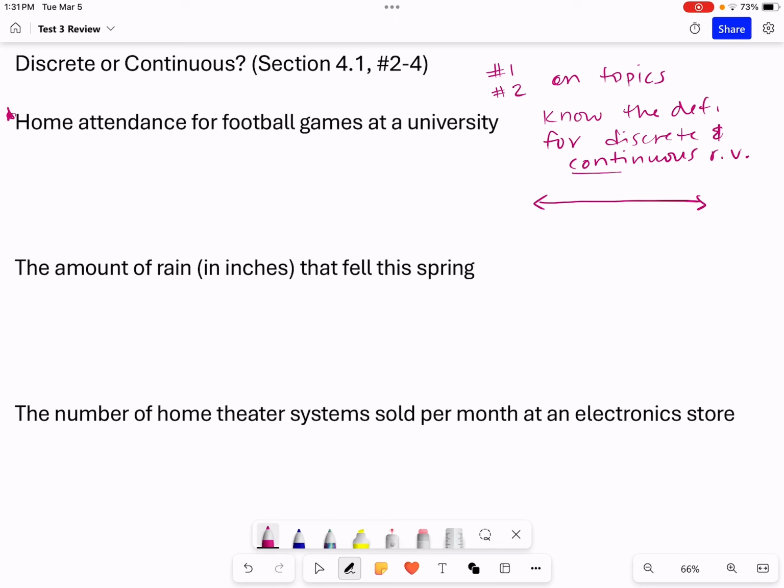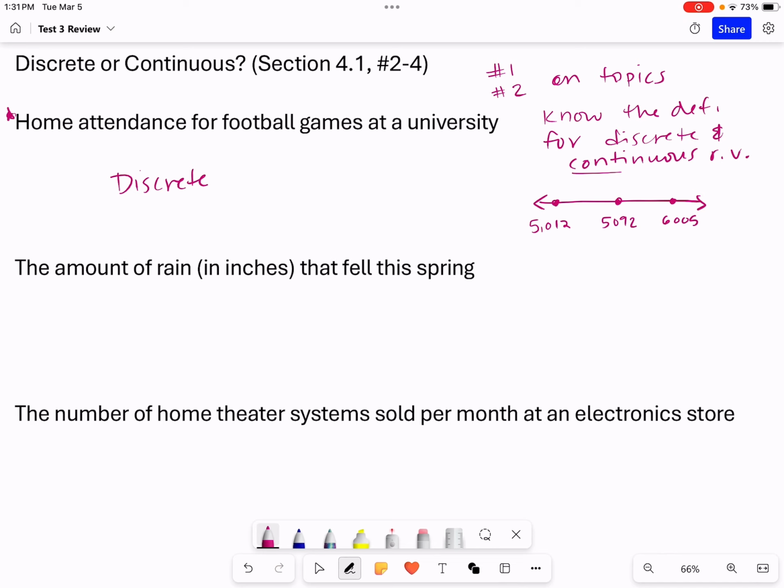So the home attendance for football games at a university. So I would have some number of people, and I don't know what it would be. I'm just making some numbers up, but it would be specifically these set numbers. And so this would be discrete. We count the number of people at a football game.